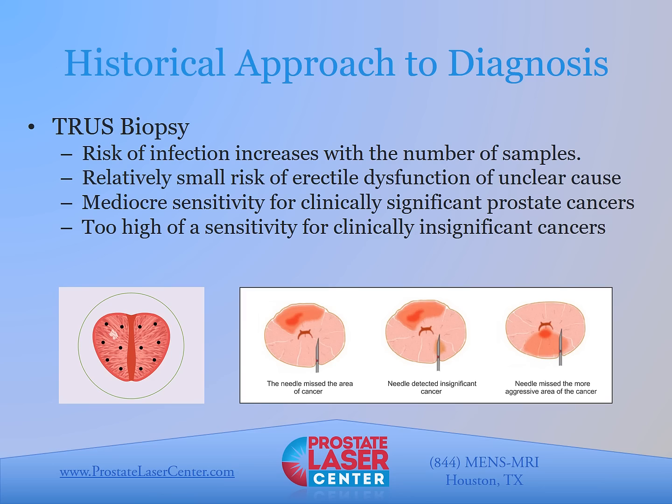There are several outcomes of a truss biopsy which are suboptimal. One is the needle can completely miss the cancer. It may miss the significant cancer while hitting an indolent cancer, which then leads to a false sense of security. It can also hit the less aggressive portion of a tumor while missing the more aggressive portion of the tumor, as we see in this example.